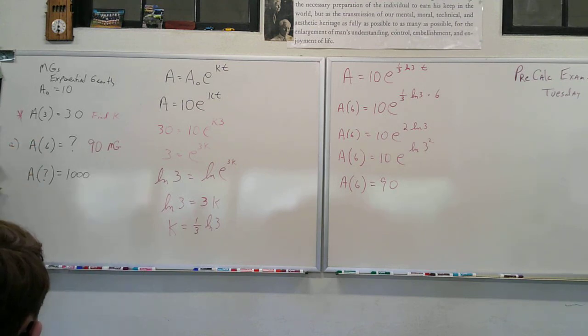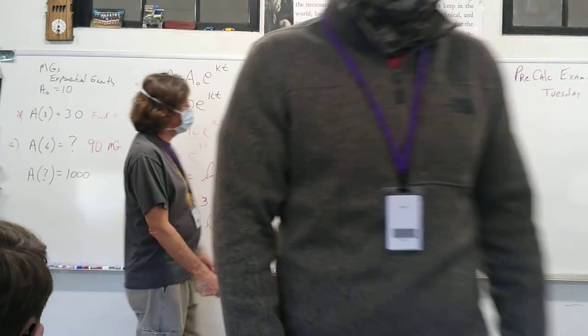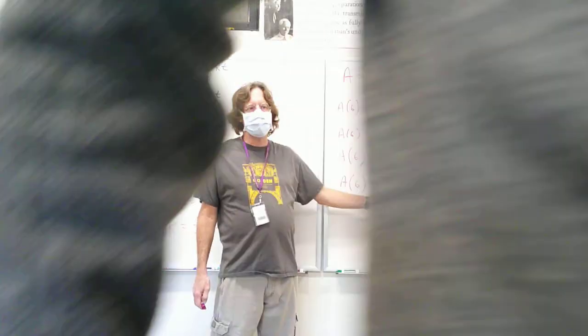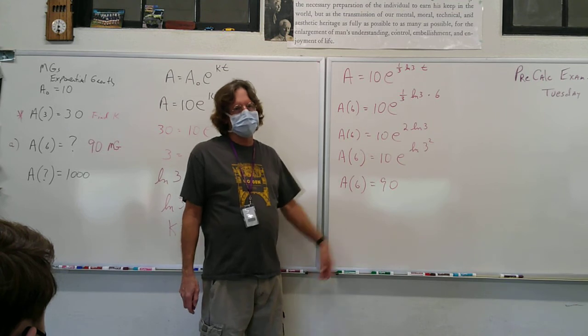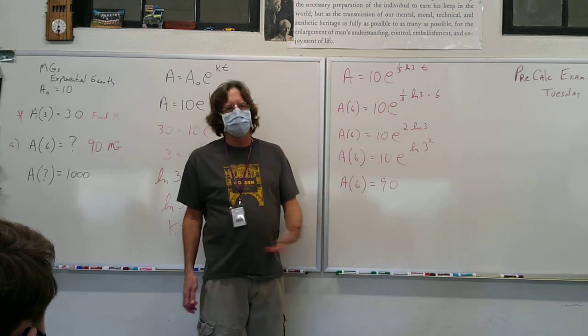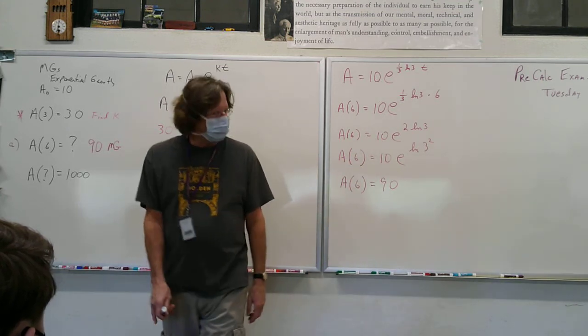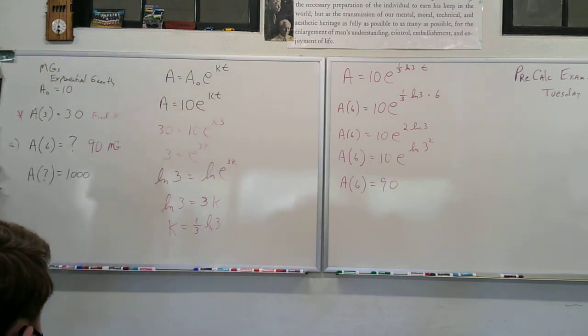So far, so good? Happy? Now, if you did this with decimals, you'd probably get 89.999. What you need to know is what? 90, or you get 90.001, which is what? 90. All right. Any question about getting the first part done?